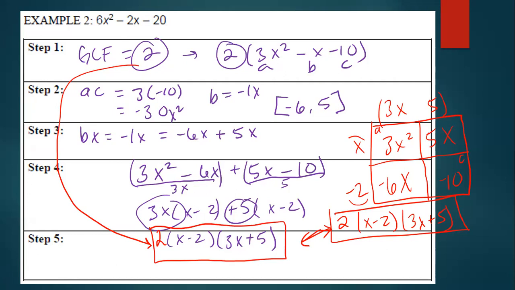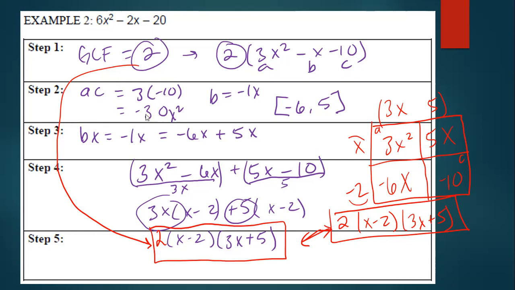Factoring it out means to divide every single term by the GCF, correct? Okay, so we're going to divide each term by the GCF. And then this is now what we're working with. So this is my A term, my B term, and my C term, okay? Step two is you multiply your A times your C.